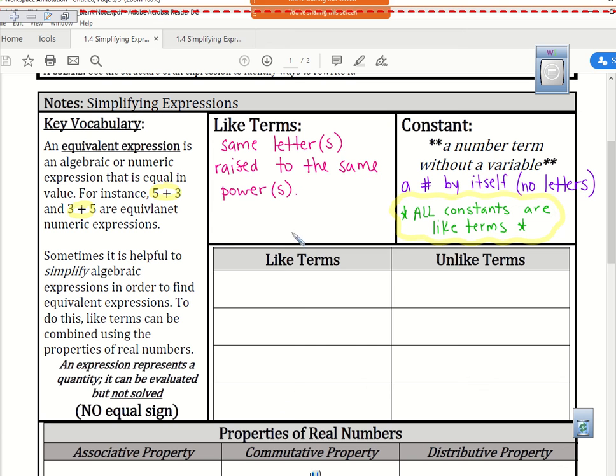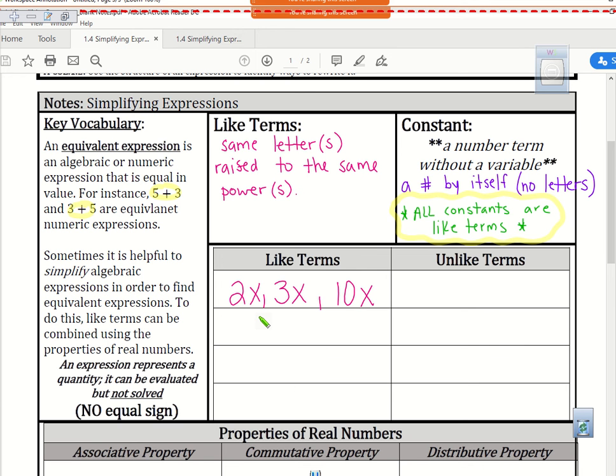All right, let's put some examples of like terms. So I'm working down this first column here. 2x, 3x, and 10x are like terms. Why are these like terms? Lewis, what do all of these have in common? The x, right. So if I look at my definition, they have the same letter, and they're raised to the same power. Eli, what power is this x being raised to? Is there a power there?